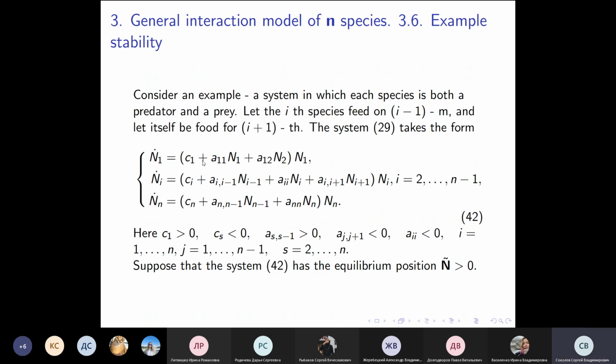Every species is a predator. So a(i, i minus 1) is positive because the next one is food, and a(i, i plus 1) must be negative. And the very first species, well, it is the total victim.